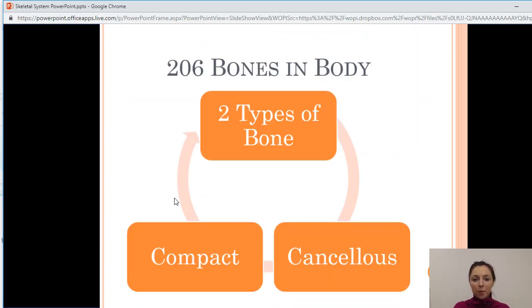Now, up the top here, 206 bones in the body. Okay, this comes up all the time, guys. 206 bones in the body. Thank God you don't have to know every bone. Well, it depends what syllabus you're doing, but most of us don't have to know every bone. We do have to know a lot. And with those 206 bones, there's two types of bones in the body: compact bone and cancellous bone. Where we find them and what their functions are, we're going to run through now.